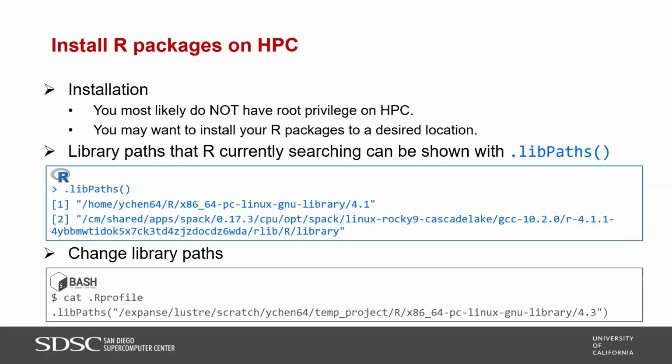If you want to change your library path, you can still use the same .libPaths function to set your desired locations. And of course, you can also add that function into your R profile. So once you add it and save it, every time your R session is running, R can get the correct location you want.